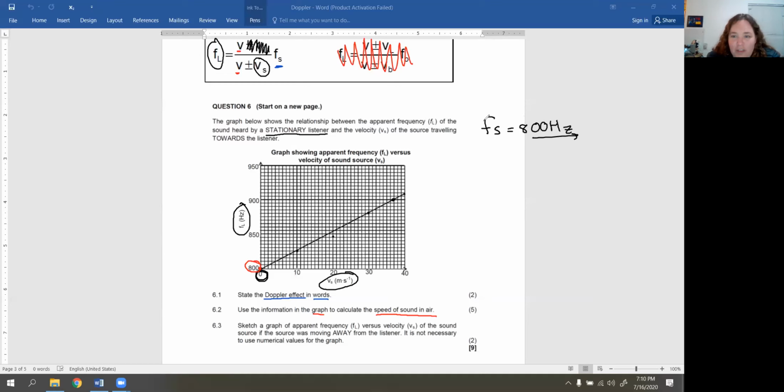Now that I've given you the heads up, you should be able to pick any point on this line. Pick a nice point so that it's easy to see all the values, and you should have everything you need to plug into that equation to work out the value of V. Please do so right now. Okay, go for it.